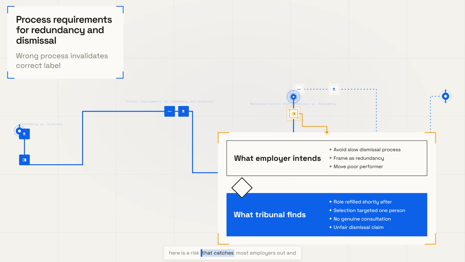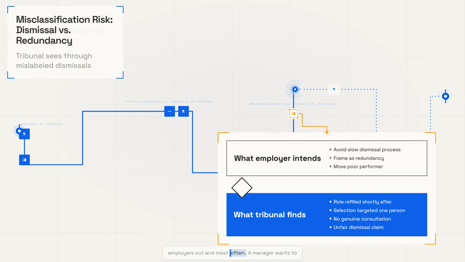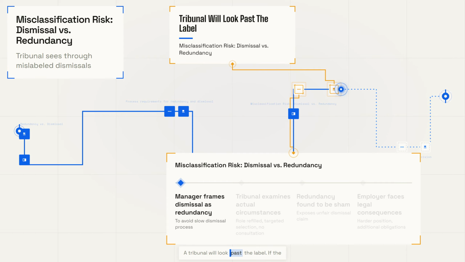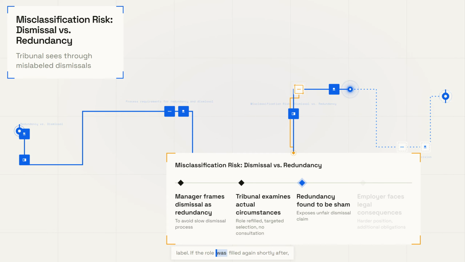And here is a risk that catches most employers out most often. A manager wants to move a poor performer on, but the dismissal process feels slow, so they frame it as a redundancy instead. A tribunal will look past the label. If the role was filled again shortly after, if selection targeted one individual, or if no genuine consultation took place, the redundancy may be found to be a sham.